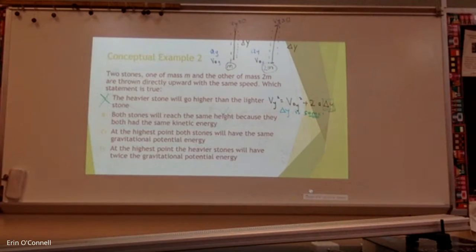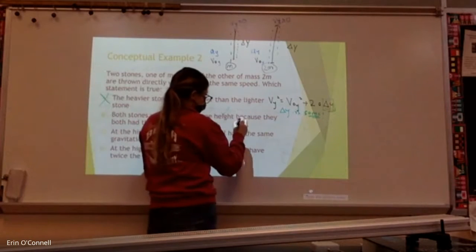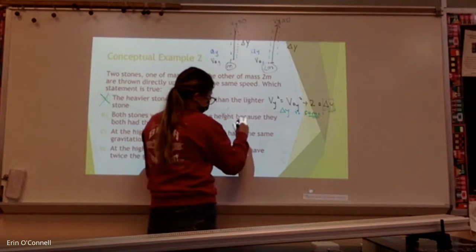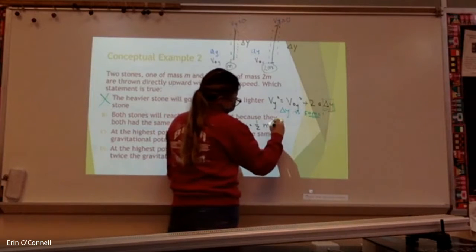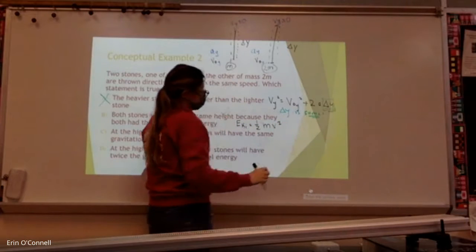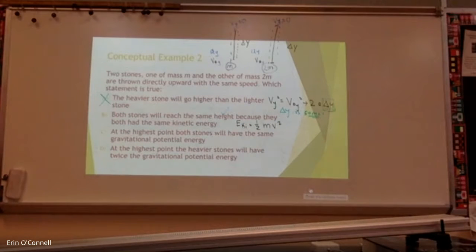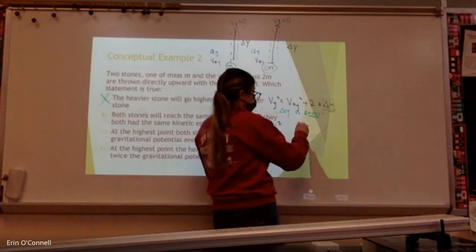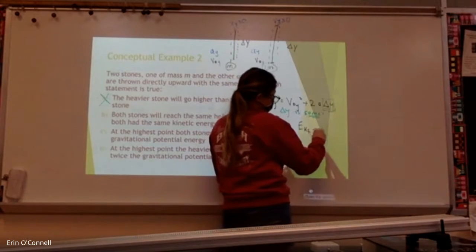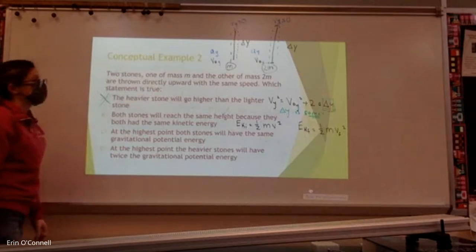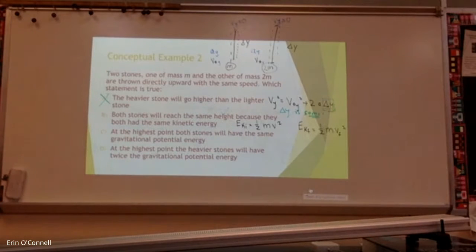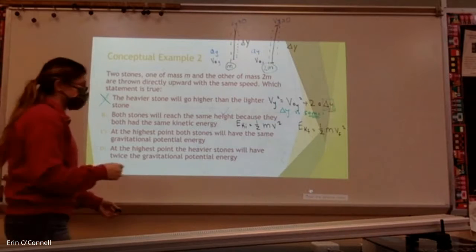Because they both have the same kinetic energy. So let's think about that. Kinetic energy initial is going to be 1/2 mv squared. Kinetic energy final will be 1/2 m v final squared. So at the top of the path, when they're at the same height, neither of them will have kinetic energy.